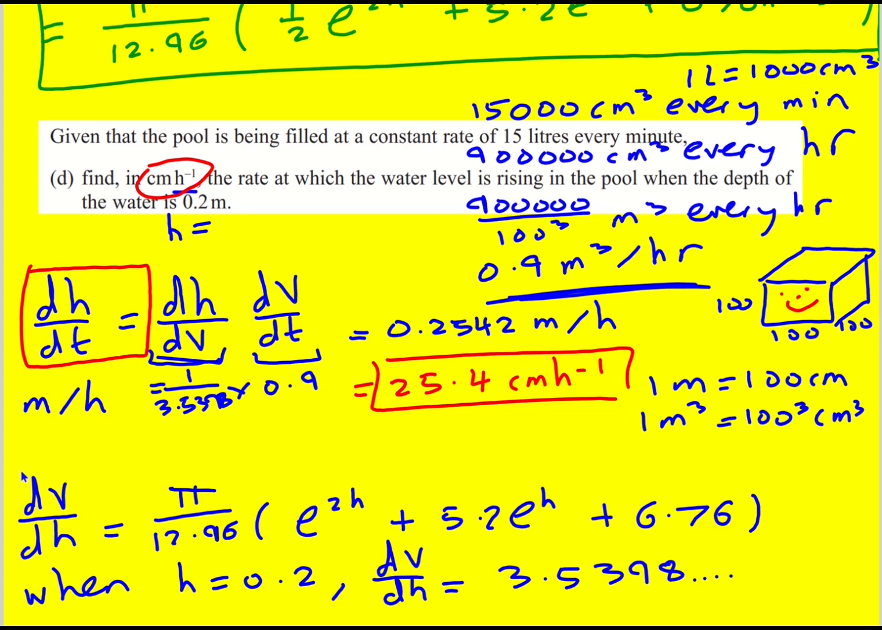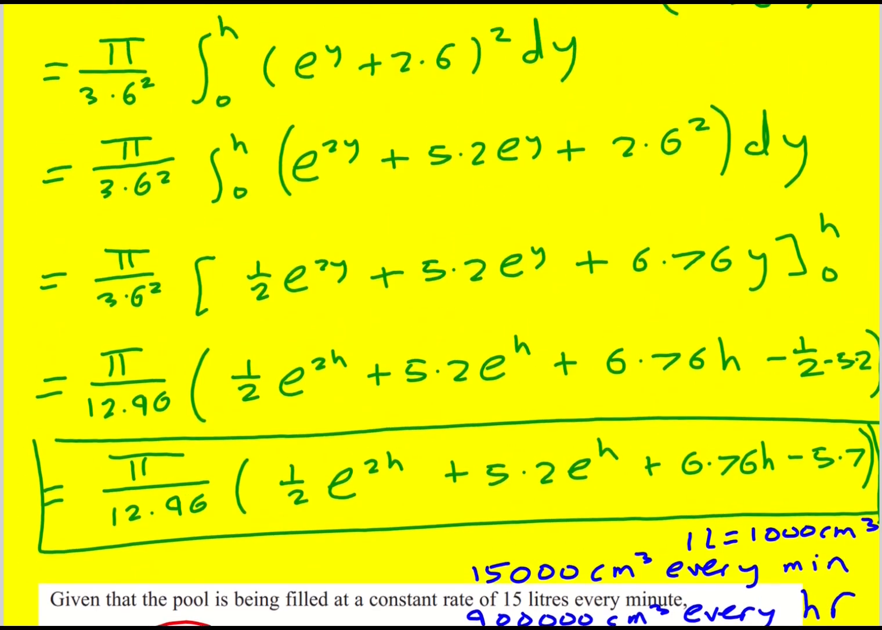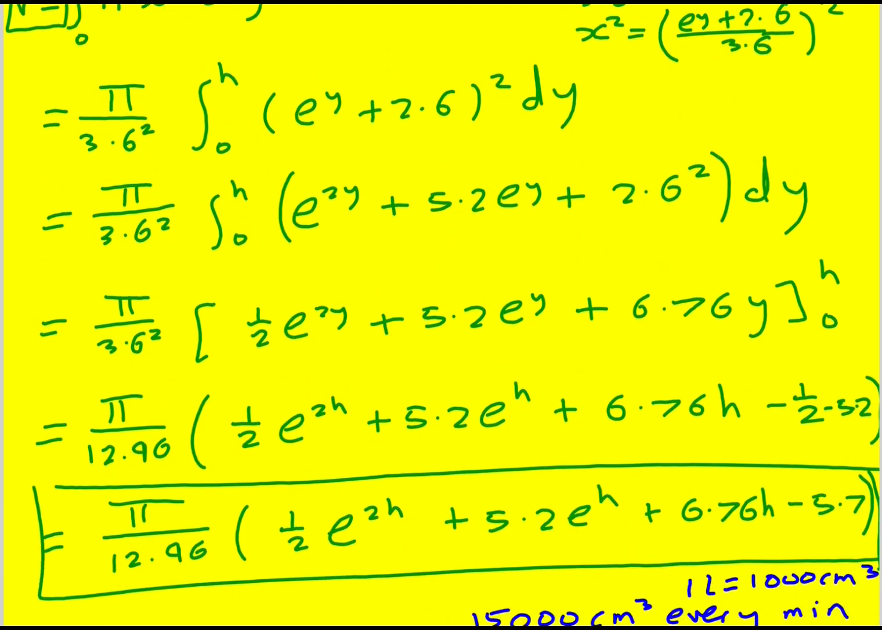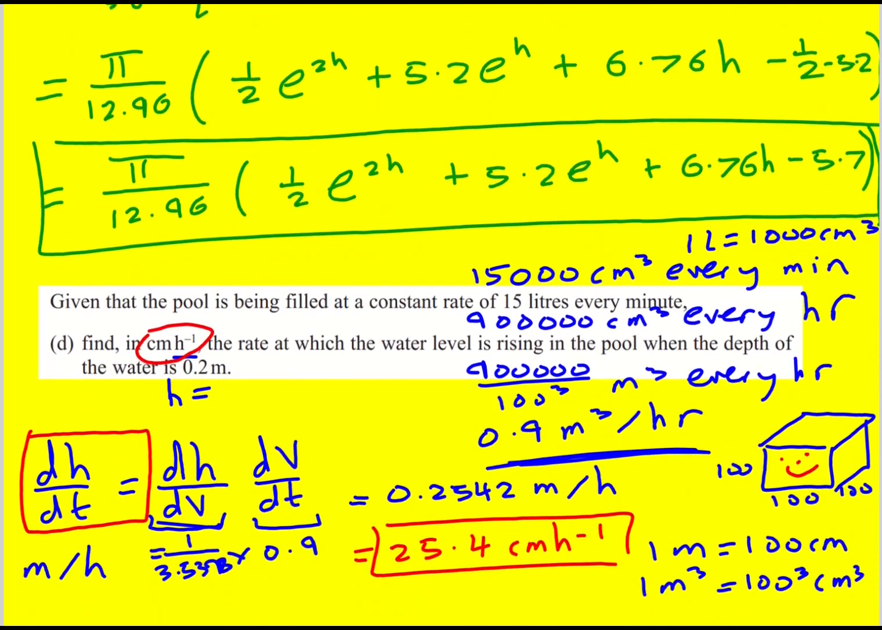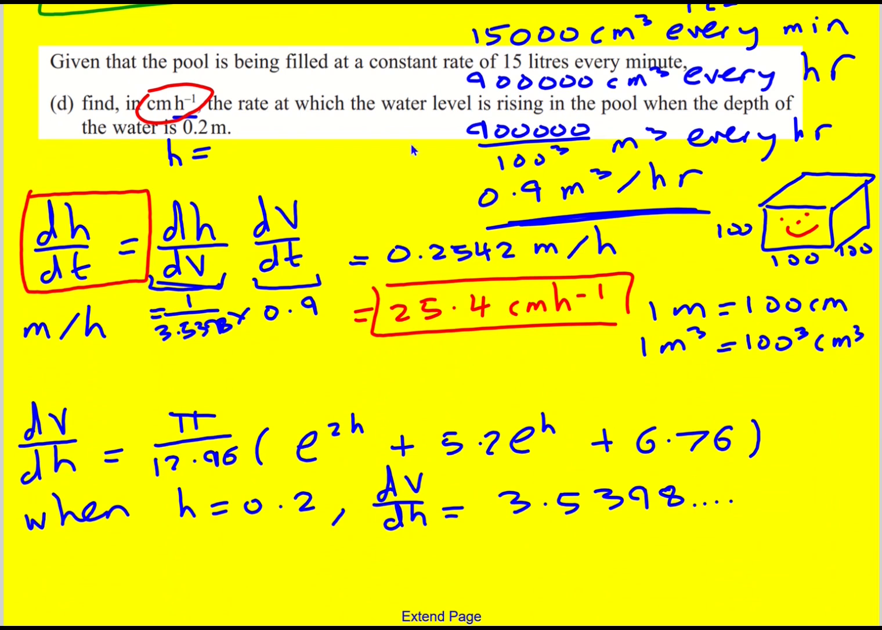Good question. Volumes of revolution, we've had to do some rearranging. We've actually worked out a volume in terms of a variable. And at the very end, we've dealt with a connected rate of change to work out the rate at which the water level is rising. Well done on all these questions. Keep going.